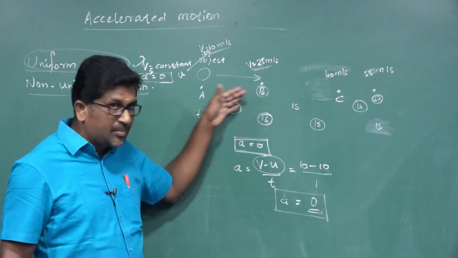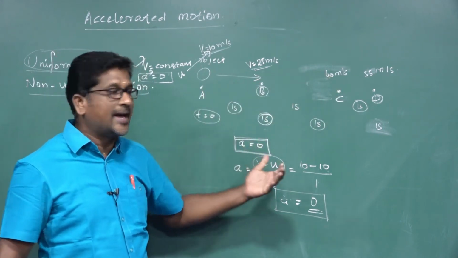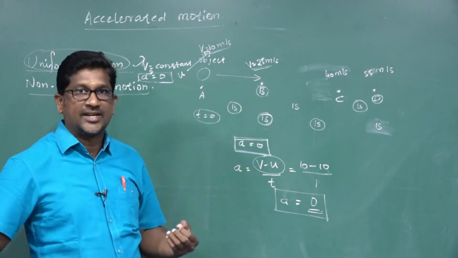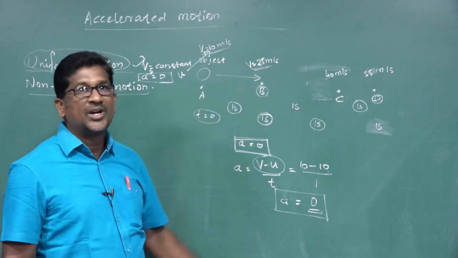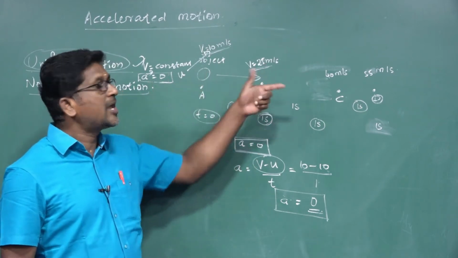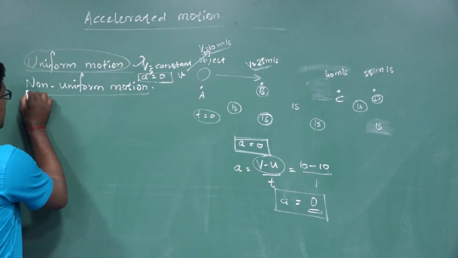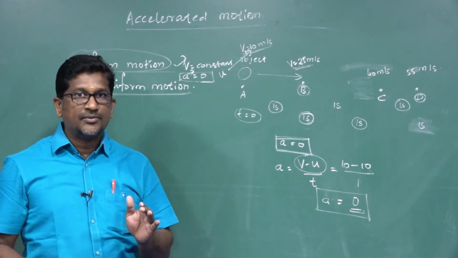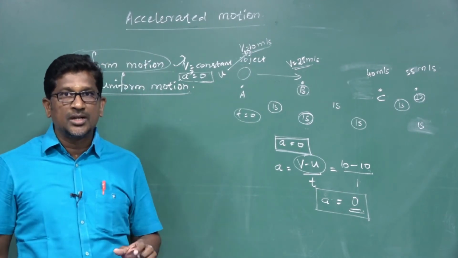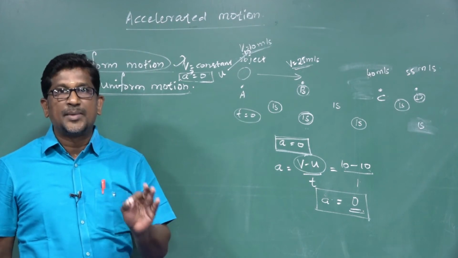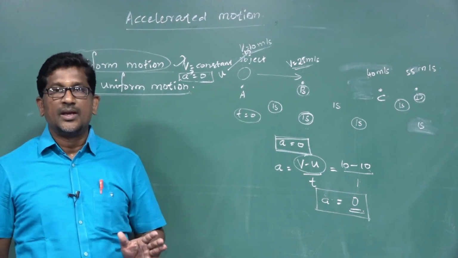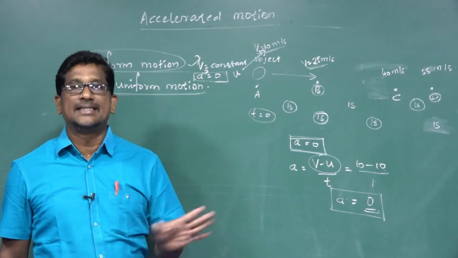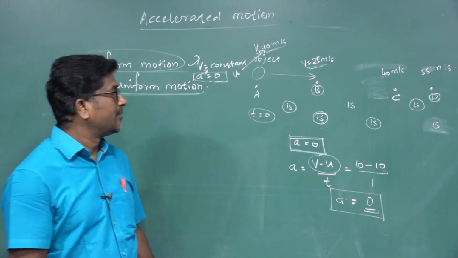Here the position of the particle continuously changes with time. So here also the particle is in a moving state, but the velocity of the particle is not constant. So this type of motion is known as non-uniform motion. Do you understand the difference between uniform motion and non-uniform motion? In uniform motion, the velocity of the particle remains constant. In the case of non-uniform motion, the velocity of the particle changes at every instant.